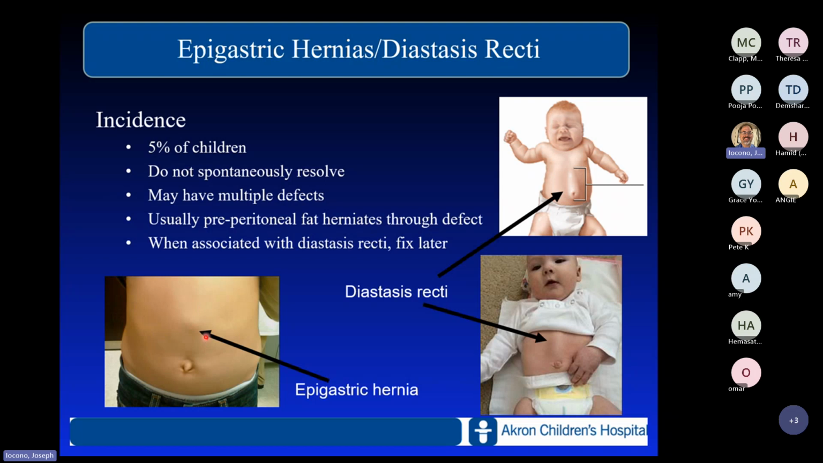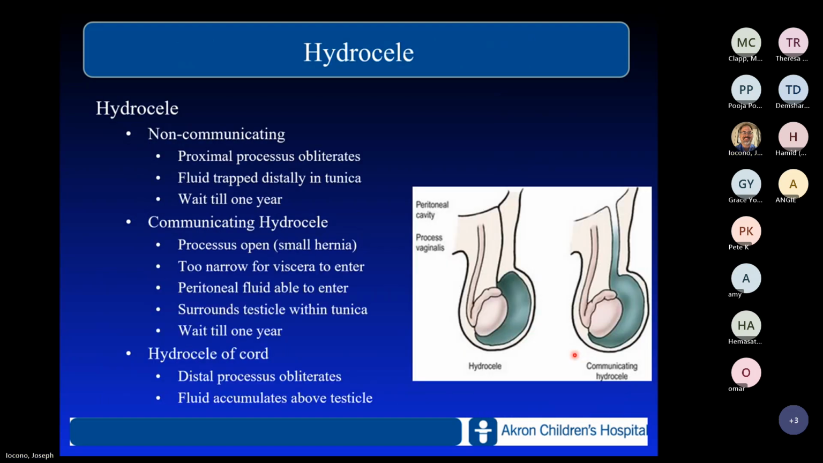These don't resolve, but they're not a full thickness hernia. There's some preperitoneal fat poking through the anterior fascia that is sometimes symptomatic, but they're not going to go away. Most parents want them fixed. I usually wait till the diastasis goes away before I fix them.